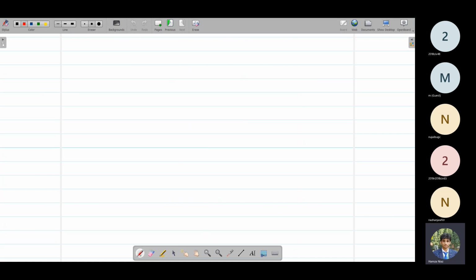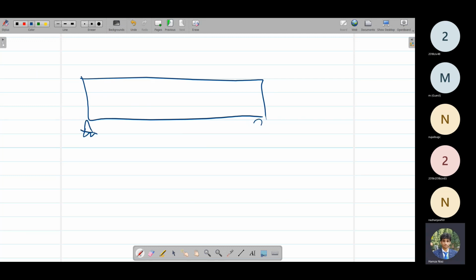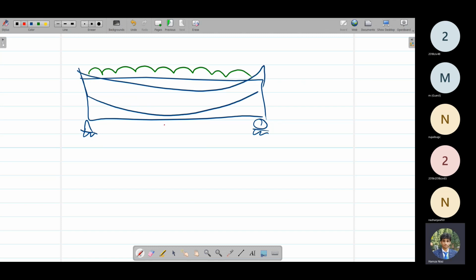So what is pre-stress? For example, this is a beam. Suppose this is a simply supported beam. If we apply some load on it, some UDL suppose, it will bend in this direction, right? There will be tension at bottom and compression at top. We know that concrete is very weak in tension, right? So the tension at bottom will produce cracks in it.